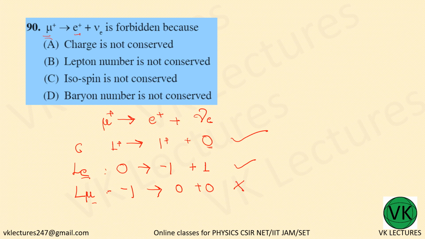Now isospin. All are not isospin particles. Their isospin is 0, so it is conserved. Now what are we left with? Baryon. Since all are lepton particles, the baryon number on the right side and on the left side is 0. So this is also conserved. So what is not conserved? Lepton number for muon. So lepton number is not conserved.